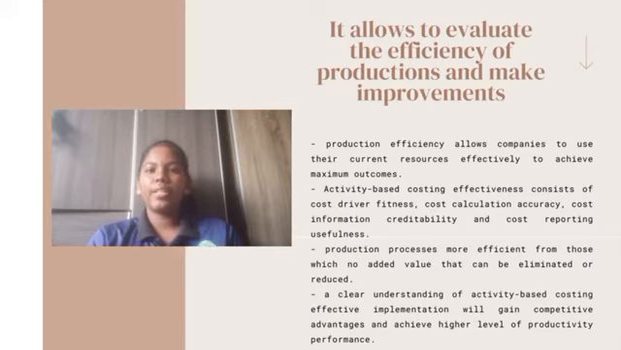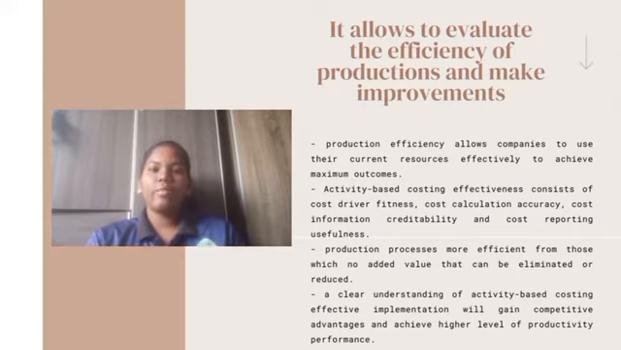Improving your organization's production efficiency can help you lower production cost and discover the actual amount of resources needed to produce your products. So moving back to here, activity-based costing effectiveness consists of cost driver fitness, cost calculation accuracy, cost information creditability, and cost reporting usefulness.